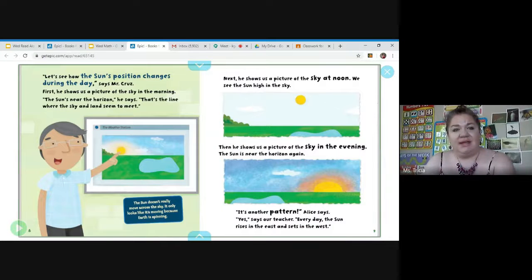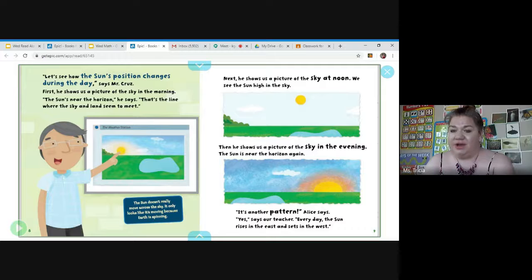Let's see how the sun's position changes during the day. First, he shows us a picture of the sky in the morning. The sun is near the horizon. He says that's the line where the sky and the land seem to meet. Next, he shows us a picture of the sky at noon. We see the sun is high in the sky. Then he shows us a picture of the sky in the evening. The sun is near the horizon again. It's another pattern, Alice said.